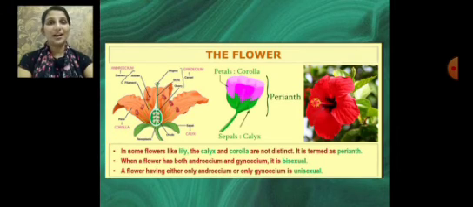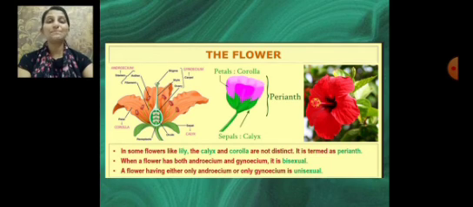In some flowers we can see the calyx and the corolla are distinct. We can differentiate the calyx and the corolla. Whereas in some flowers like lily, the corolla and calyx are not distinct. And such a flower in which the corolla and calyx are not distinct is called the perianth. This is the perianth, in which the corolla and calyx are not distinctive.